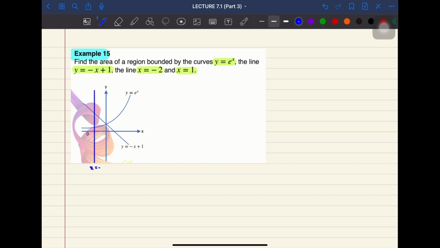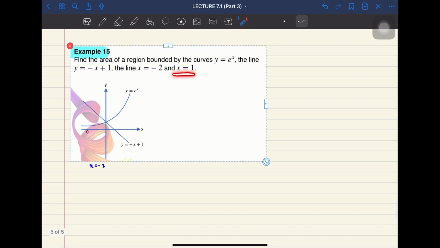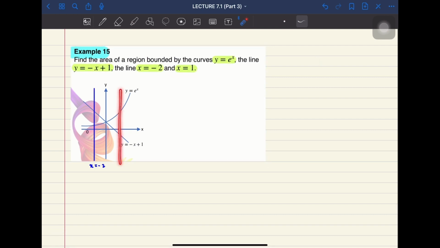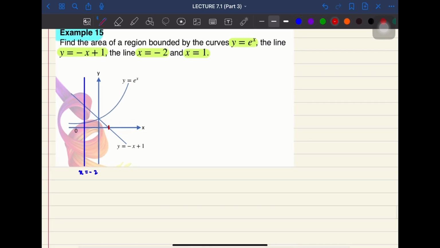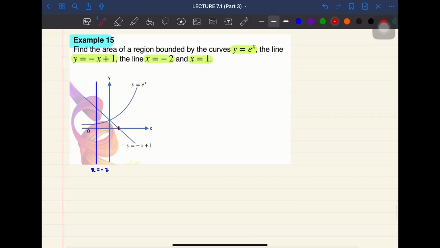X equal to negative 2. And then untuk x equal to 1. Untuk x equal to 1, so kita kena lukis dekat belah kanan. Tapi kita tak tahu sama ada dia belah kanan ke belah kiri dengan yang point tu. Okay, so macam mana nak tahu? Kena cari dulu. Kena cari dulu this point berapa. Okay, so macam mana nak cari? That is actually x-intercept. Okay, x-intercept. So bila x-intercept lintasan y, apa yang kosong? Y dia yang kosong.